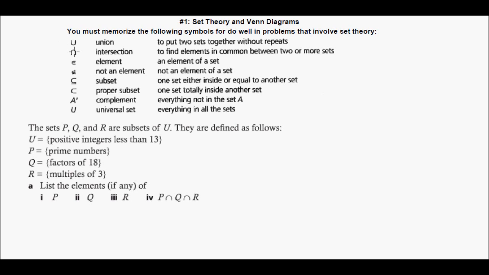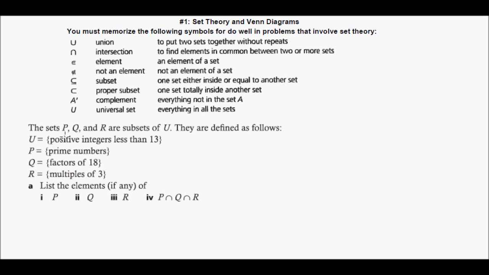Union, that means everything together. Intersection obviously means things they have in common. Element, not an element. Subset. Complement, that means not. Anytime you see that right there, it means not. Universal set, that means everything in all the sets. Okay, so the best way to do these is just to start and do it.